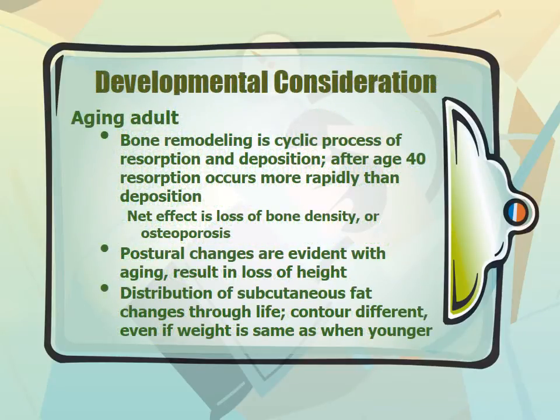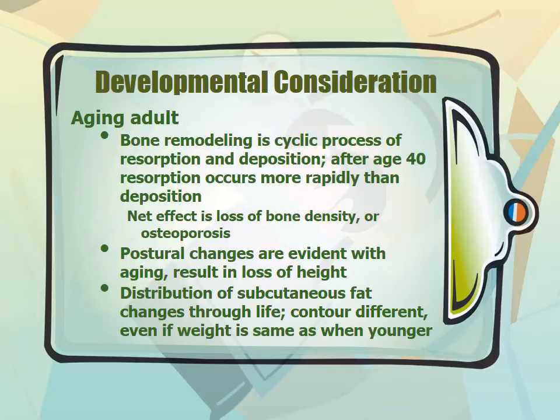In an aging adult, what are we going to see? Well, remember that we said that bone remodeling is constant. It is still the case for someone that is aging in years. However, after age 40, resorption actually occurs more rapidly than deposition, meaning that they're not having as many new cells, unfortunately. The net effect is going to be a loss of bone density, which will probably result in osteoporosis.